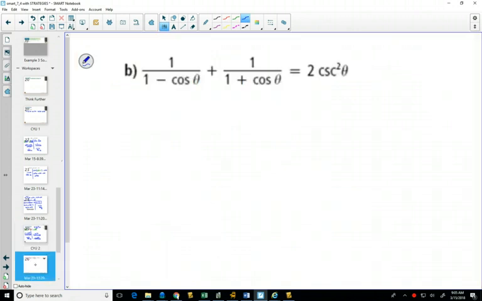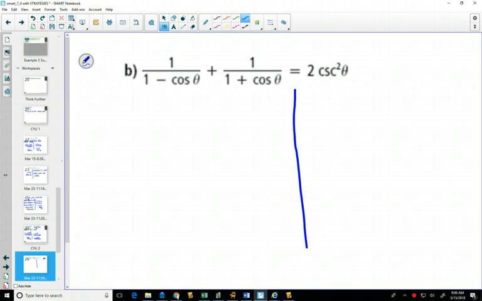All right, let's look at part B. 1 over 1 minus cos theta plus 1 over 1 plus cos theta equals 2 cosecant squared. So at first I look at this question, I look at everything. I can't change everything to just one trig function. I can't change it to all cos. I can't change it to all cosecants. So I will change then everything to sine and cos and get my main strategy of get a single fraction.